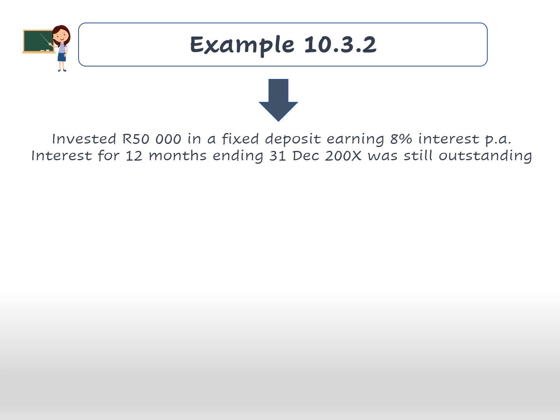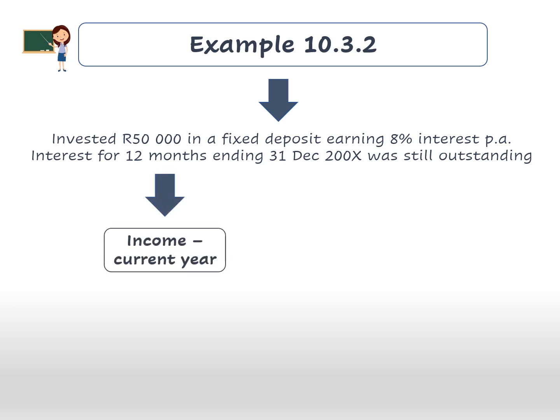But now we need to look at how much income must we recognize for the current financial year. This investment was at the bank for the full financial year, so we need to recognize all the interest income for the full financial year. So the income for the current year is then the investment amount of 50,000 Rand times the 8% interest for the full 12 months gives us 4,000 Rand interest income that still needs to be recognized.